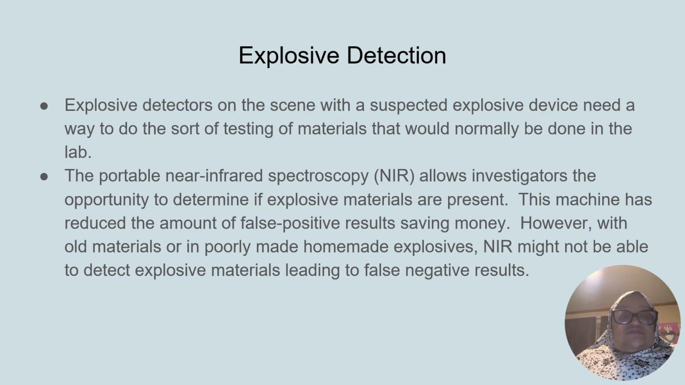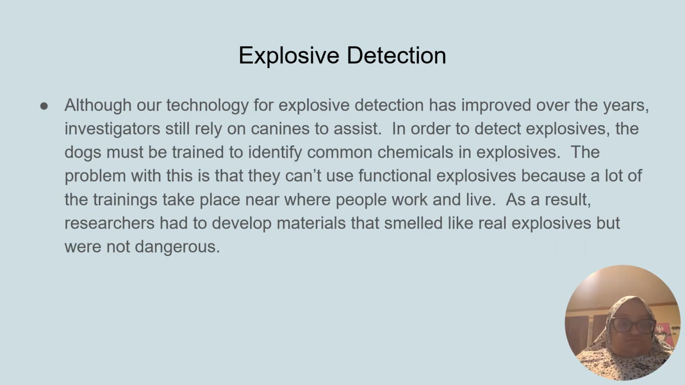One such device is a portable near-infrared spectroscopy, which allows investigators the opportunity to determine if explosive materials are present. This machine has reduced the amount of false positive results, saving money. However, with old materials or in poorly made homemade explosives, the NIR might not be able to detect explosive materials, leading to false negative results.